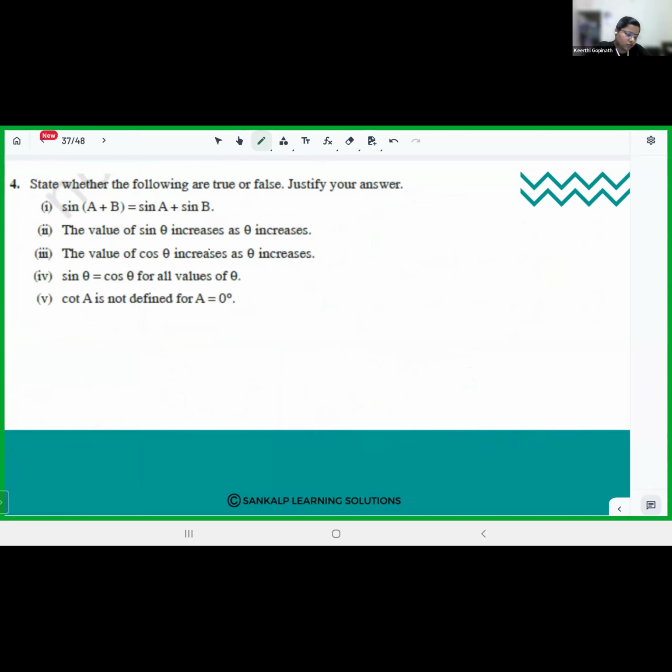So state whether the following are true or false. You have to tell me whether the given statements are true or false, and we have to justify the answer also. All right. So the first statement is sine of A plus B is equal to sine A plus sine B. Is that true or false?